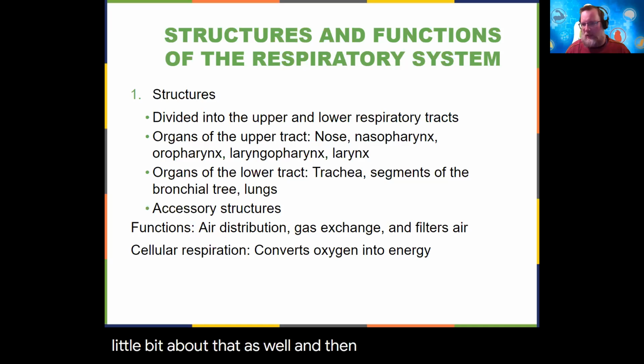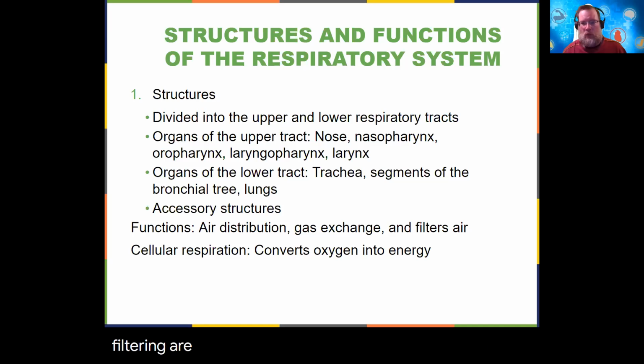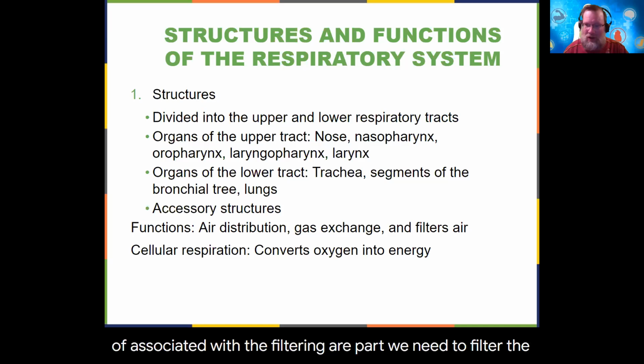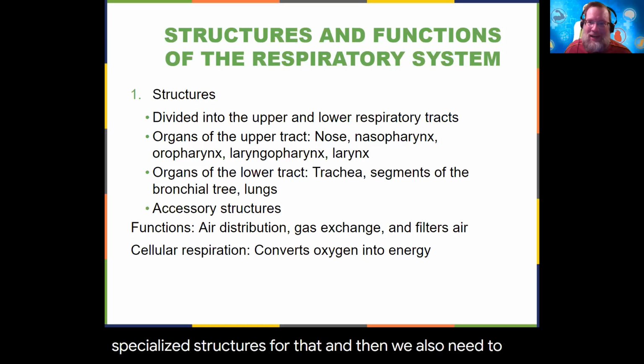And then again, the gas exchange, I think that goes without saying at this point. And then filtering air. There are a couple other things associated with the filtering air part. We need to filter the air, so we'll see a lot of cilia. We need to humidify the air, especially this time of year. It's very dry. So we have some specialized structures for that. And then we also need to warm the air up, right?